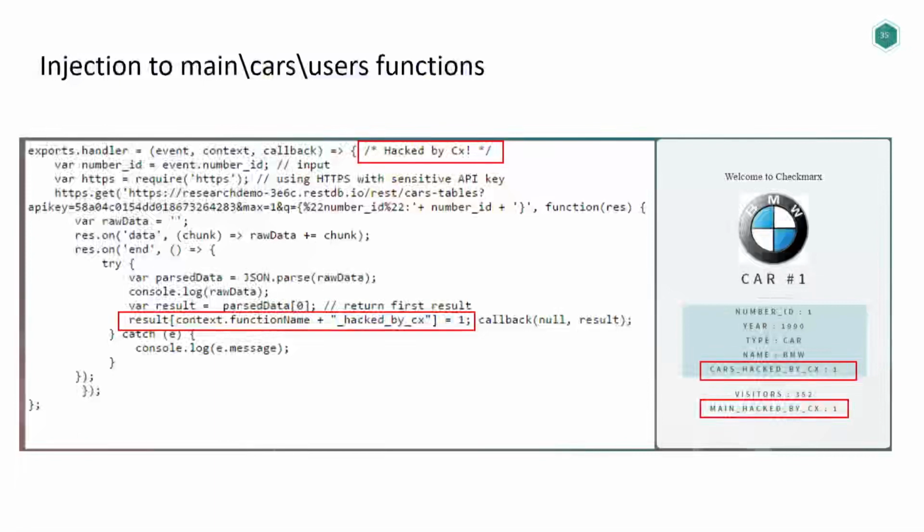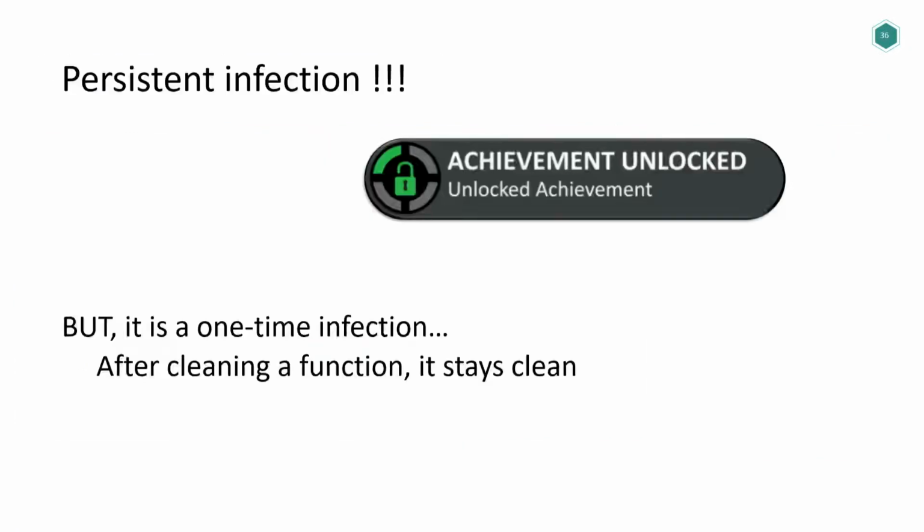All we did in the code was actually just adding strings, but you can obviously understand that if we change the code, we could change it to anything we want. So this is a serious thing. And we managed to get persistency, which is great, but it's a one-time infection. It's not really what we call a virus or viral infection. If the function is cleaned or updated or anything like that, it will stay clean, and we don't want to reinfect all the time. Let's see how it's done.